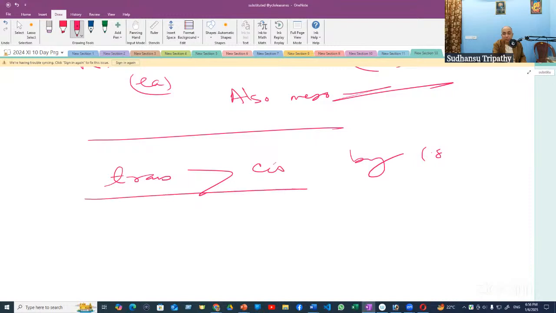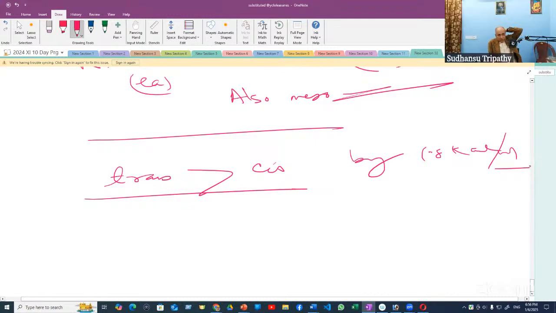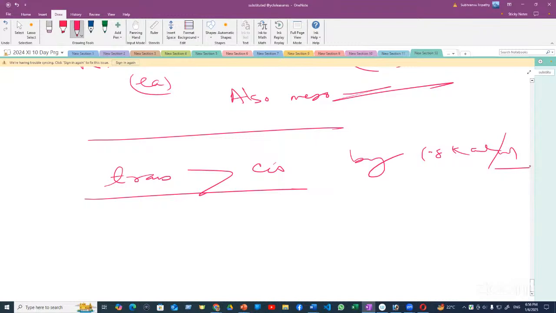Which is more stable? Sir, cis. Mr. Tripathi, which is more stable? The trans. Yes.